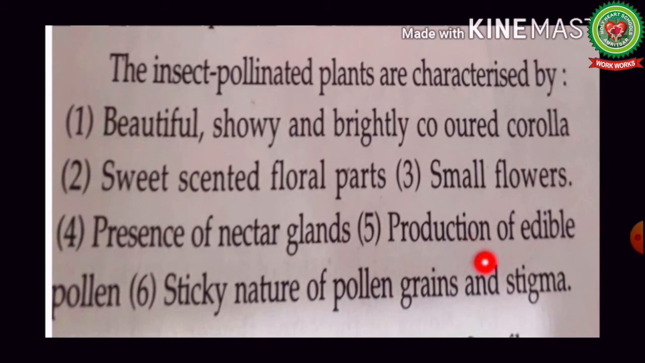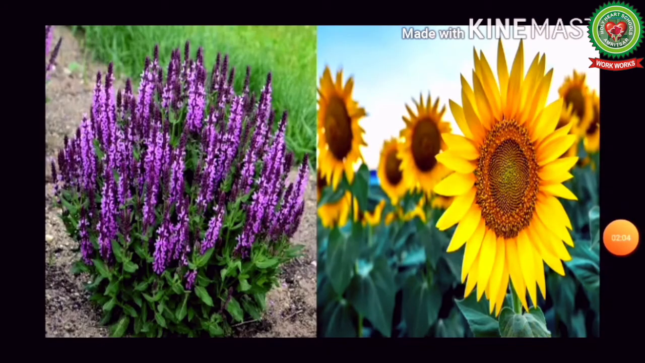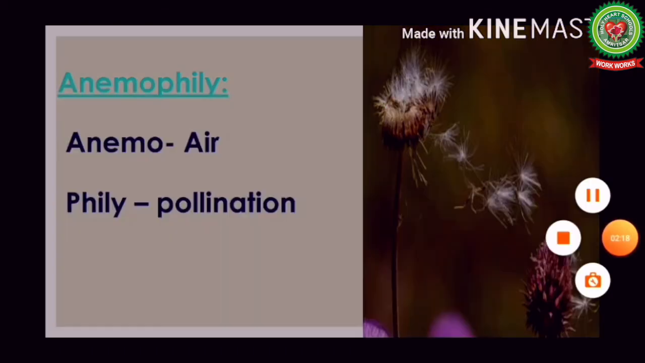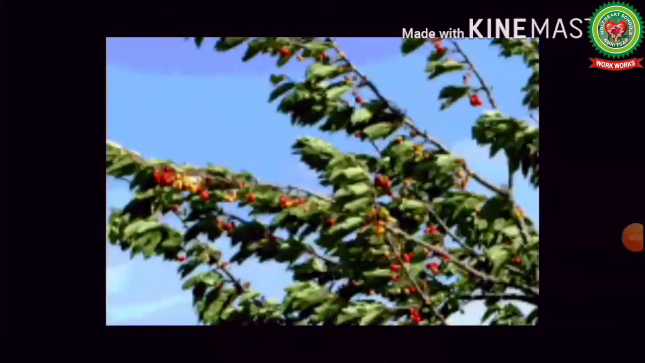Next is the pollen grains and stigma have sticky surface. Examples are salvia and sunflower. Second is anemophily. Anemo means air, phily means pollination. Students, in anemophily, pollen grains are transferred from anther to the stigma of flower through the agency of wind.